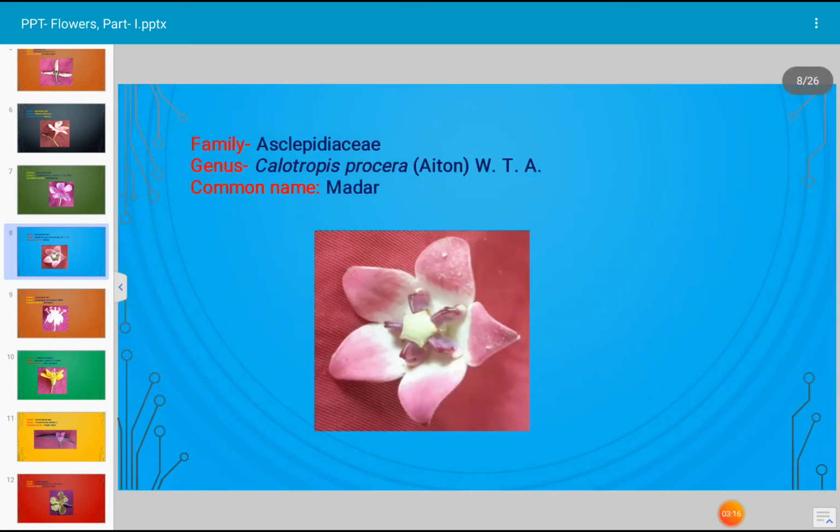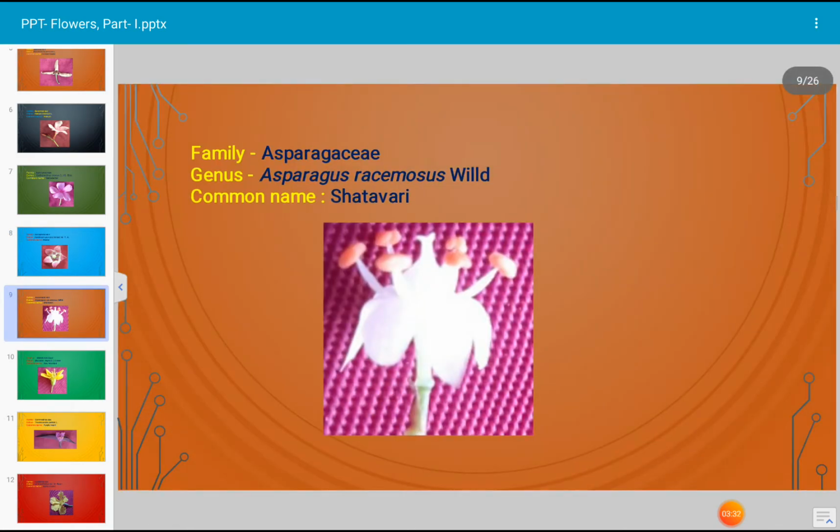Next. This is the flower of Calotropis procera, its common name is Madar, and it is also called Rui. The family of this plant is Asclepiadaceae. Next. This is the flower of Asparagus racemosus, commonly called Shatavari, and medicinally it is a very important plant, commonly grown in the Marathwada region. In several gardens it is grown as an ornamental plant, and its family is Asparagaceae.